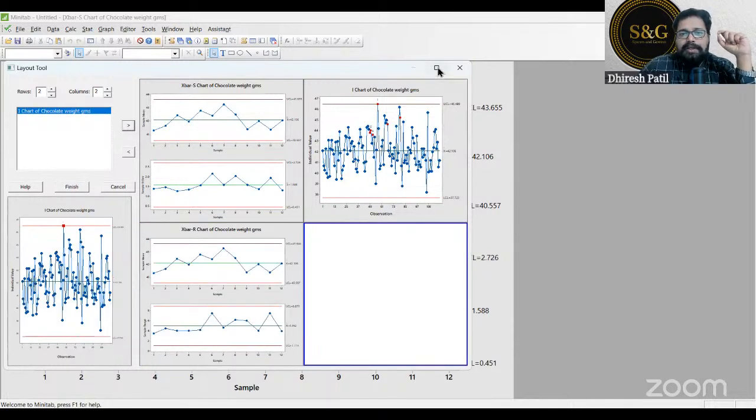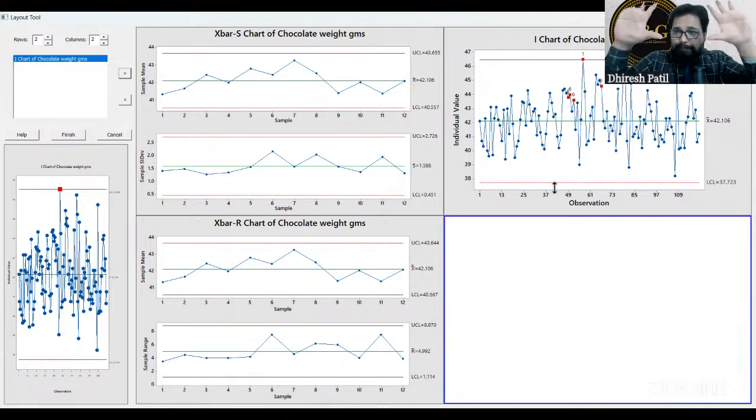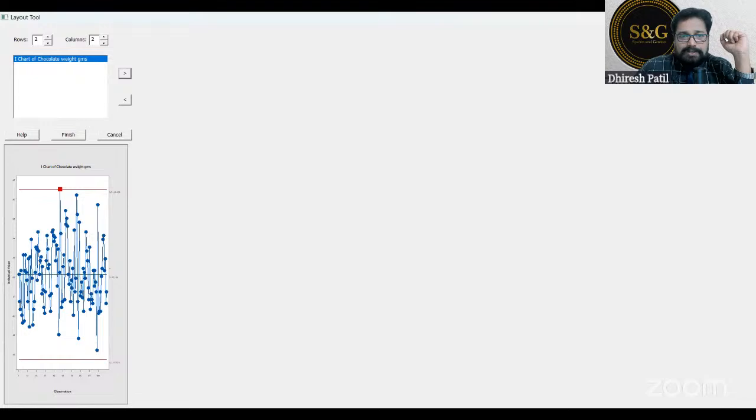Okay, whatever 3 graphs we have made, I've just selected all these 3 graphs on the right hand side. Can you just do it quickly? This is where, if you have created multiple graphs, you can show it to the management in one shot. Okay, everybody with me? I'll just repeat once again.